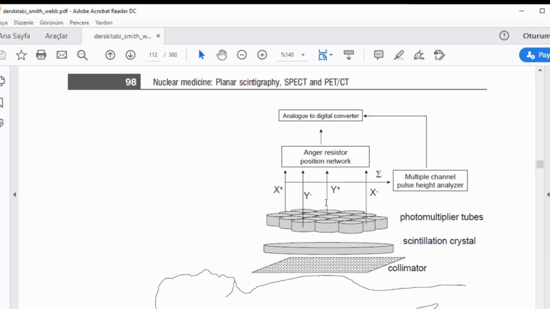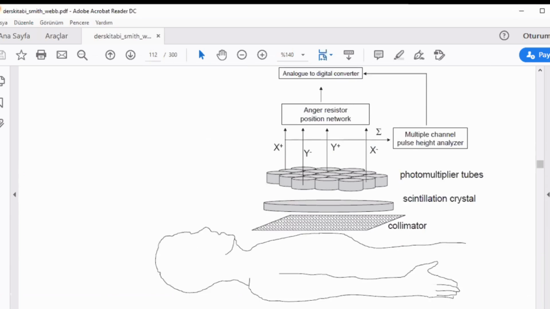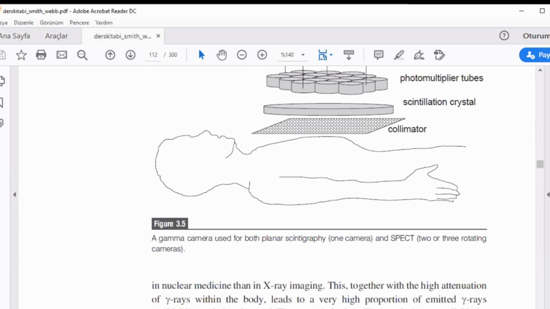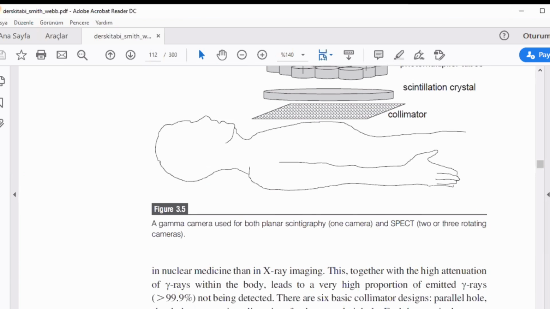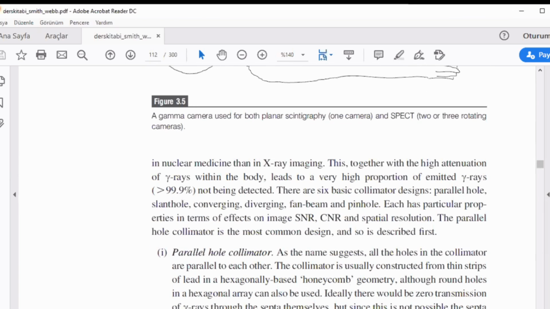Each tube has 4 outputs, or in a matrix location, you can determine its horizontal and vertical directions with associated electronics. So this, together with the high attenuation of gamma rays within the body, leads to a very high proportion of emitted gamma rays, 99.9% or more, not being detected.